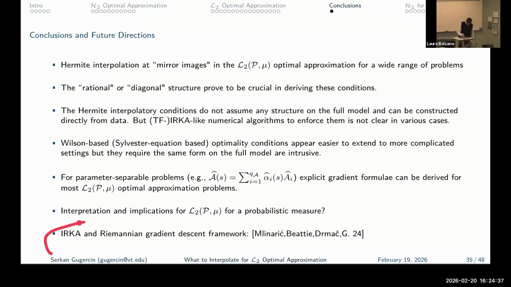And then in a very recent paper, we looked at the ERCA algorithm and interpreted it as a Riemannian optimization. And that opens many more directions. The L2 is still there. So there are many, many interesting problems to look at. And then I'm going to stop here. Thank you very much for paying attention.